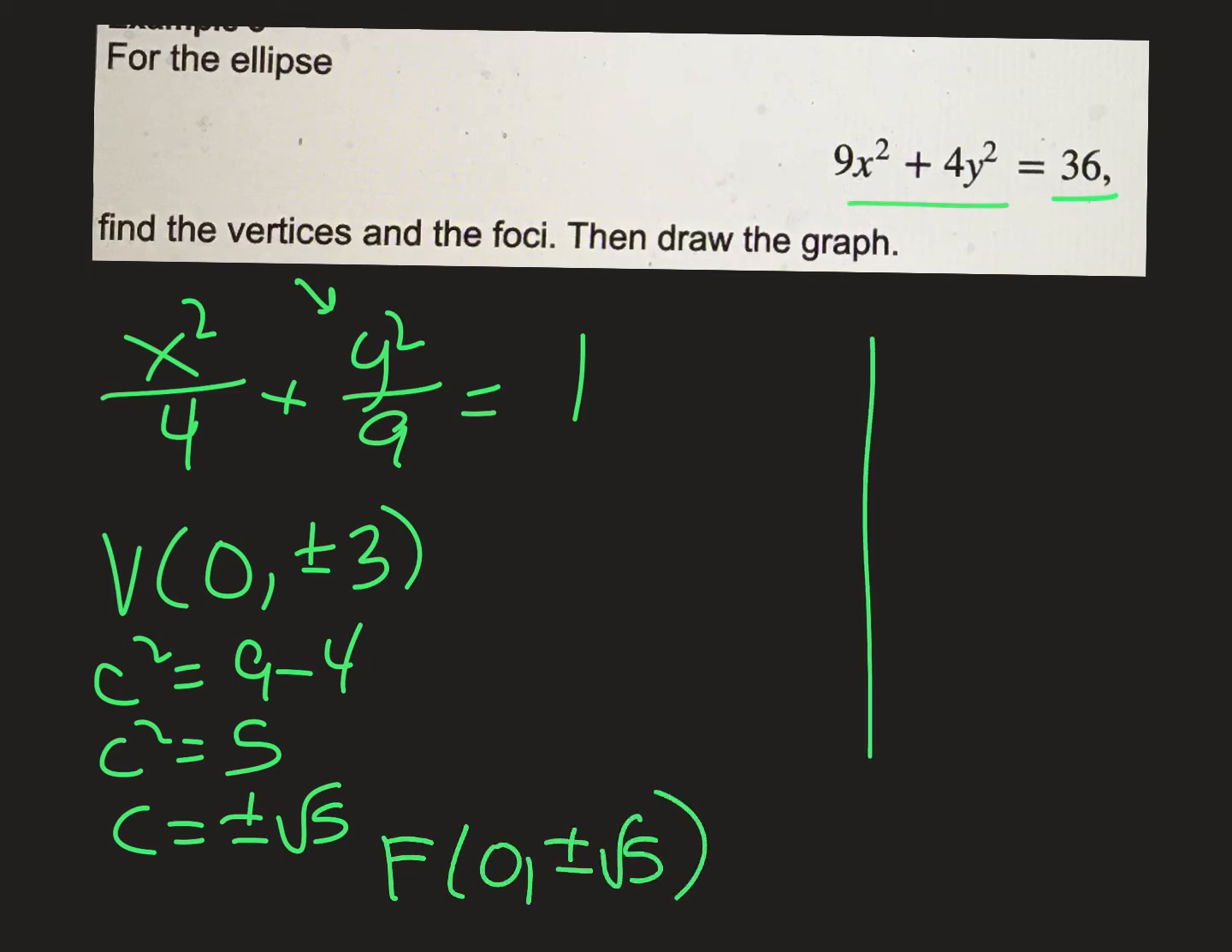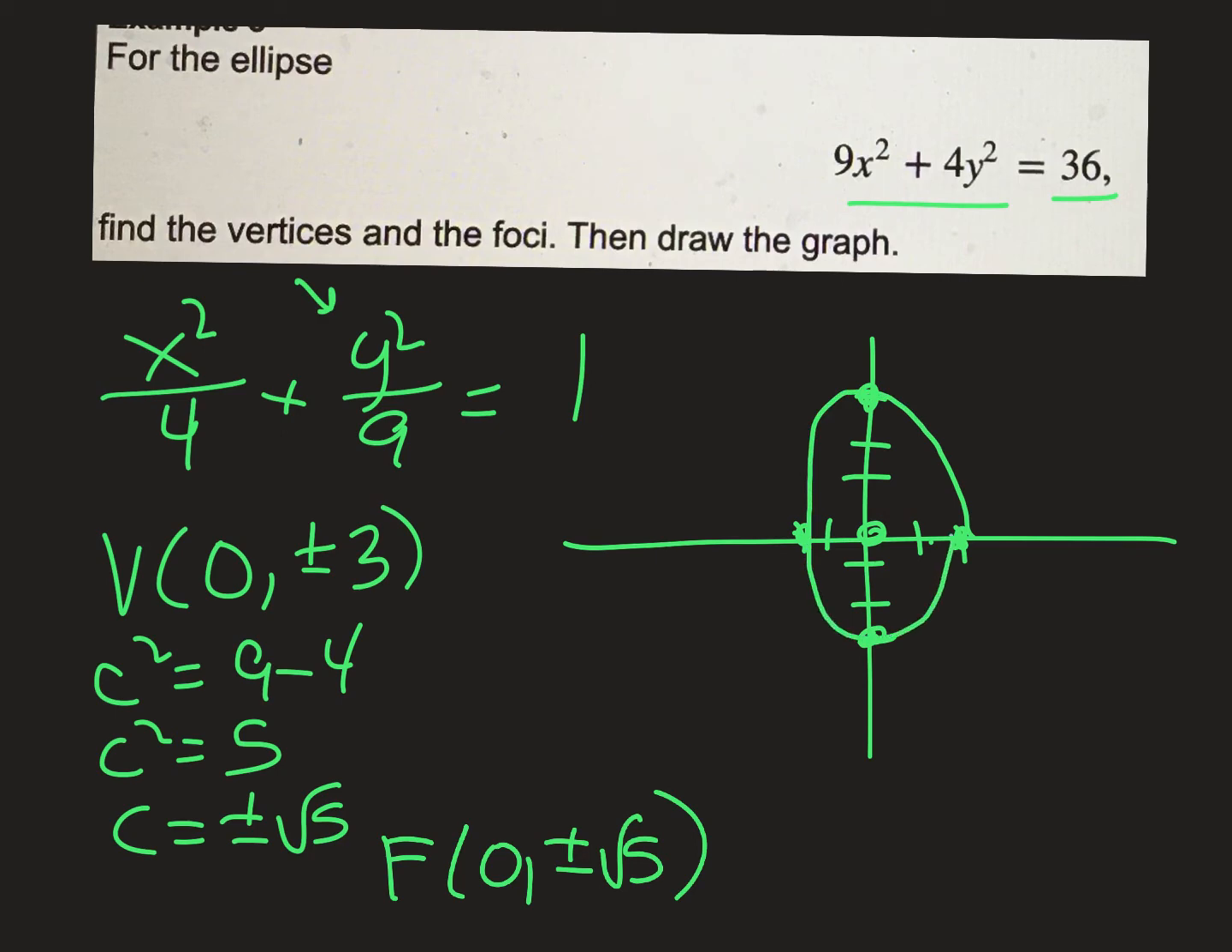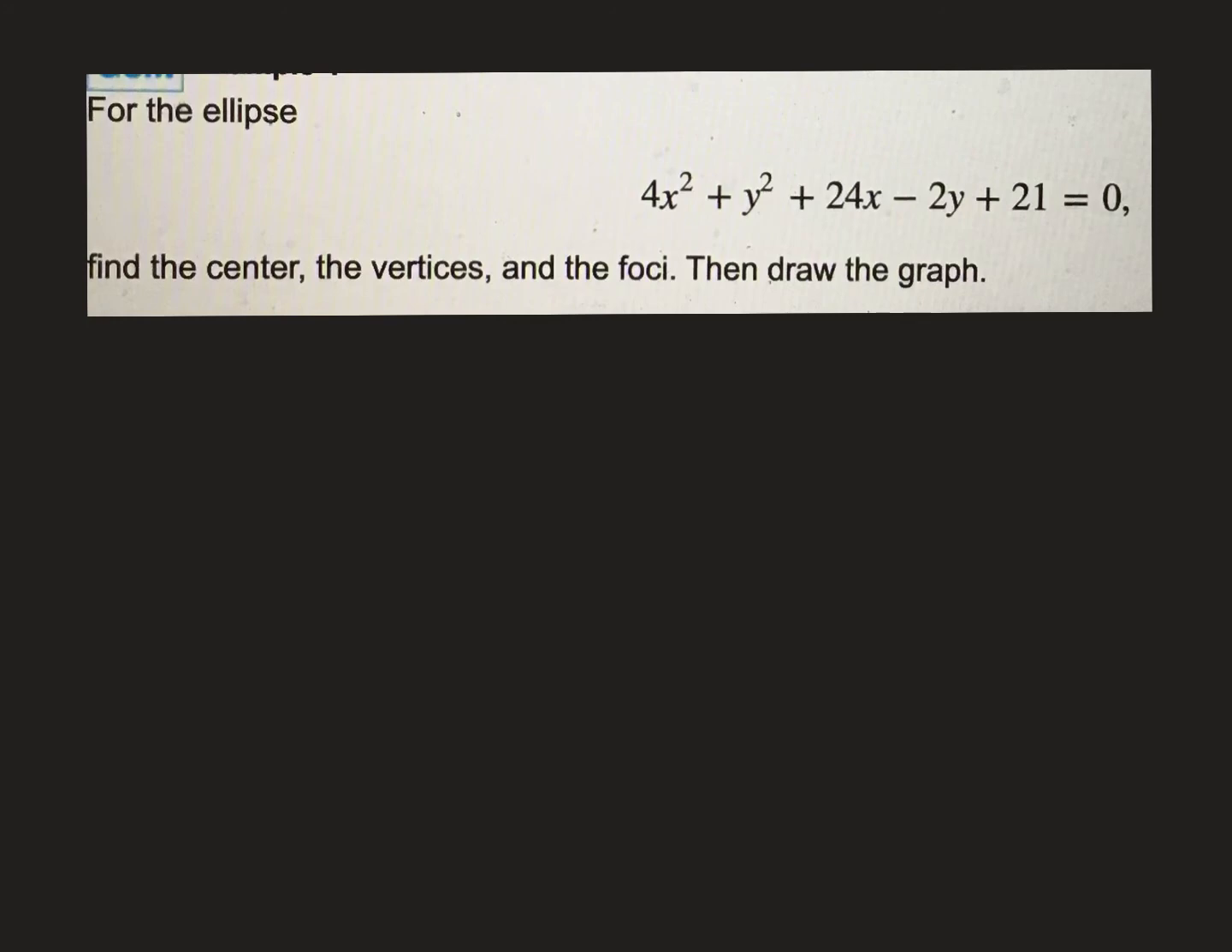Okay, so to draw the graph, I go here. My center's at the origin. I'm going to go 3 on my y, up and down. Those are my vertices. I'm going to go 2 on my x, both ways. Those are my co-vertices. And the ellipse looks like this. That's not very good, but that's what it looks like, kind of. The foci, square root of 5 is like 2 point something. So my two foci would be on the y-axis, on the major axis, up 2 point something, down 2 point something, like that. And there's your foci, right there.